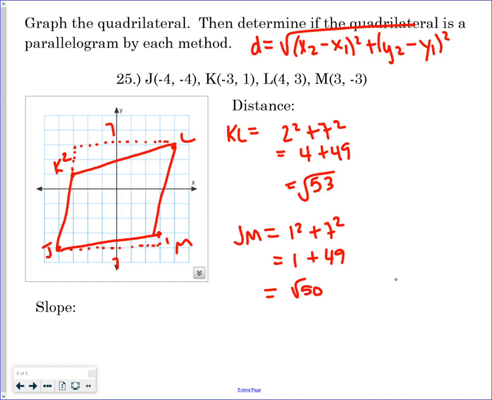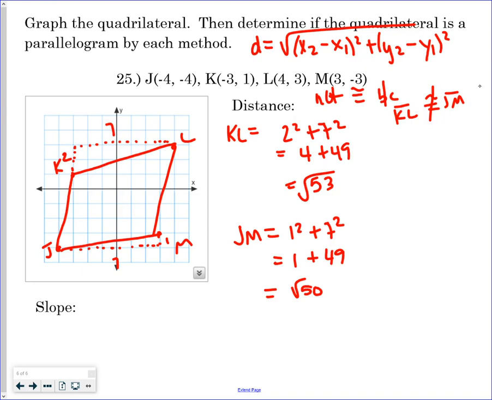Okay. It said determine if it's a parallelogram. So because those two sides were not congruent, I could stop. Technically, you could find the other two, but I don't really see a point in that. If these two are not congruent, I would say no, right? Not congruent because, what did we have? KL was not congruent to JM. Something like that, right?